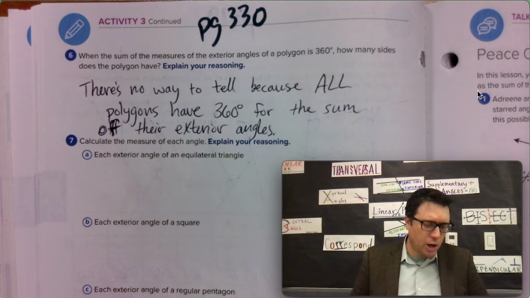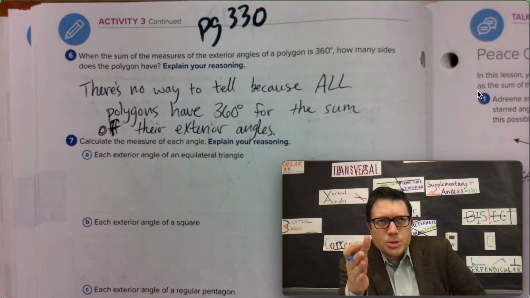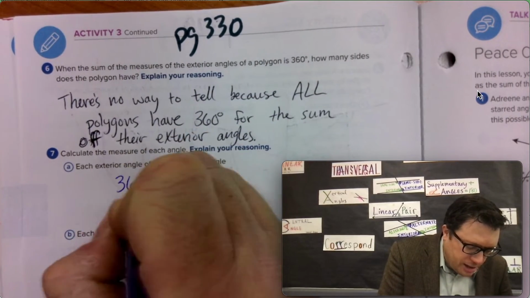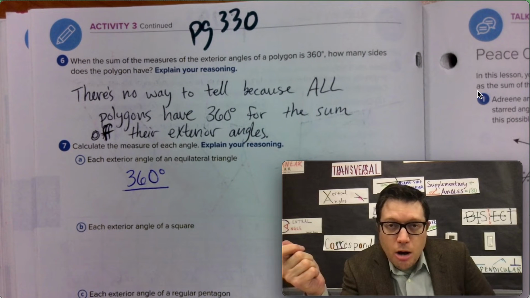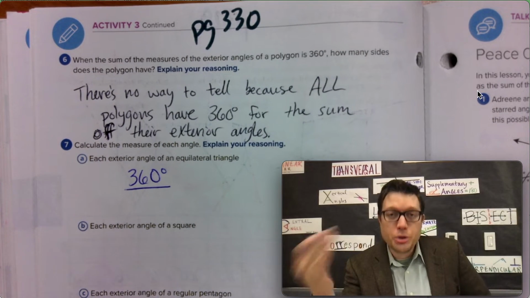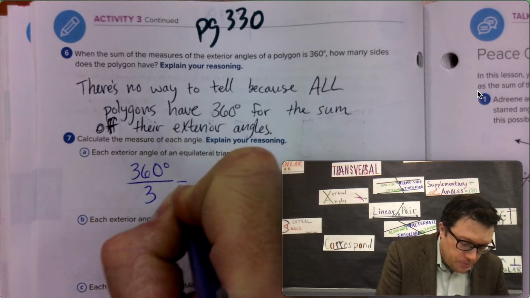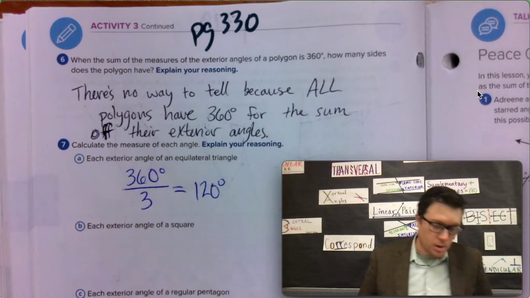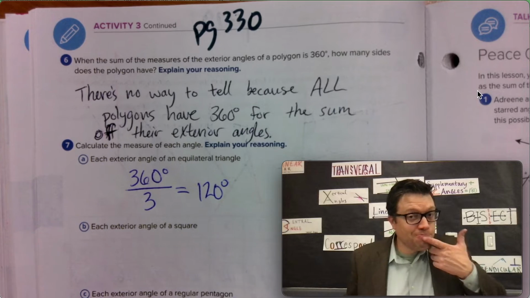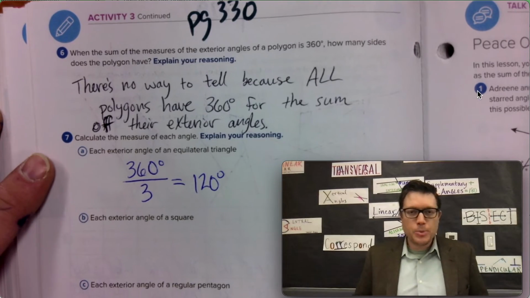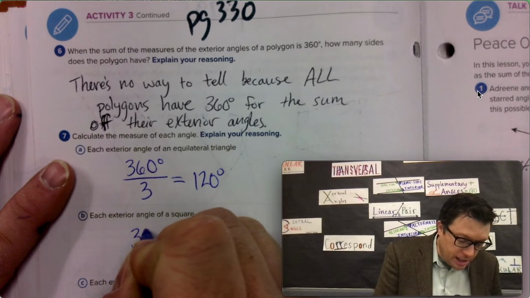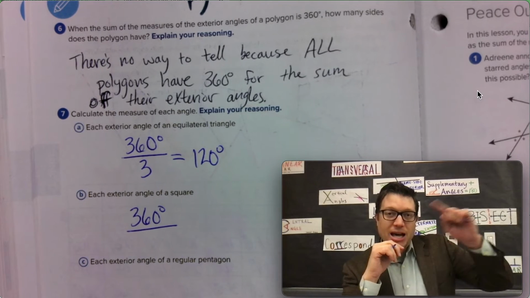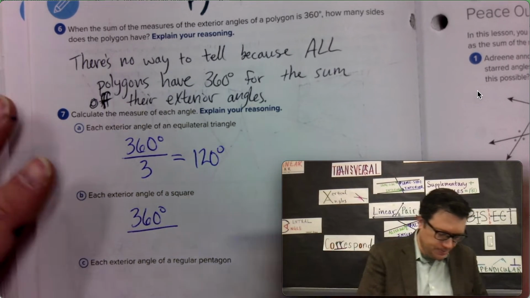Next, calculate the measure of each angle. If we know that the exterior angles of all polygons add to 360, then you can take 360 degrees and divide by how many angles there are. In a triangle, there are 3 exterior angles. So 360 divided by 3 is 120. That is where the 120 came from. The exterior angles of a square again add up to 360, but in order to figure out what one exterior angle of a square is, divide by 4.